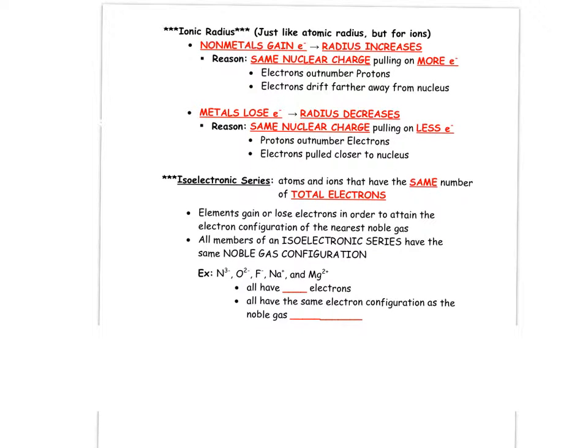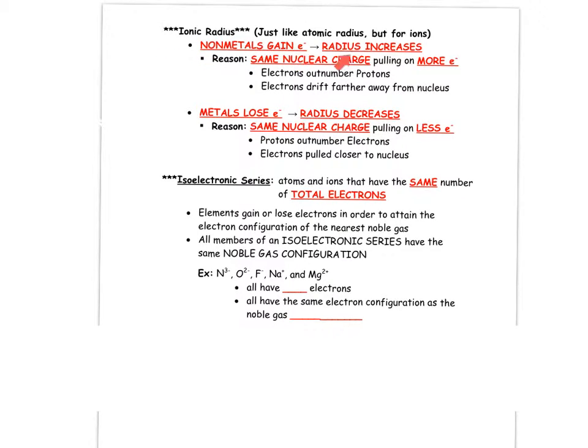Alright, we have to talk about something called ionic radius. Ionic radius is the radius of the atom compared to the ion. When you have an atom that is gaining electrons, the radius of that atom is going to get bigger. And the reason for that is because the electrons are repelling each other, and they are going to be a little bit further away from each other. So as you gain electrons, your radius increases. Please write that down in your notebook.